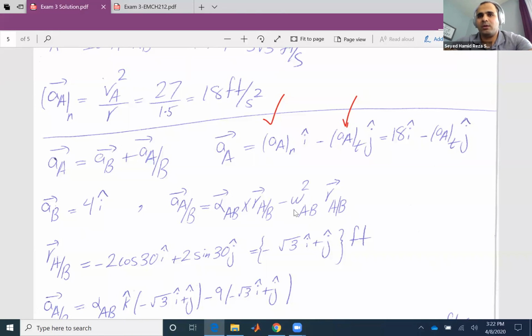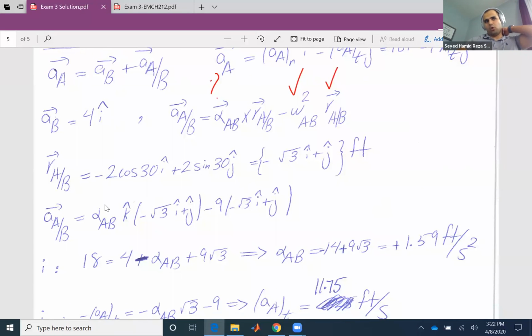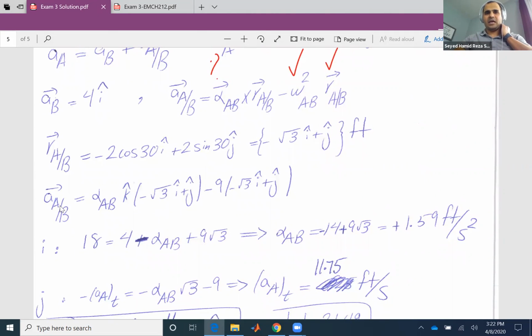The normal component, we can find it because we know omega AB, we already found it. And we have RAB with a geometry, direction from B to A. So we have omega AB and also RAB. Alpha AB cross RAB, we don't know the value for alpha, so that's one unknown and then the other unknown. In vector format, we can handle two unknowns. So RAB is from B to A. We have the dimension, we have the angle, we can find our R. Then AA with respect to B would be alpha cross R.